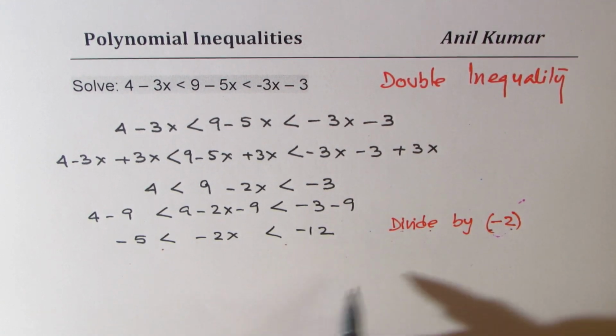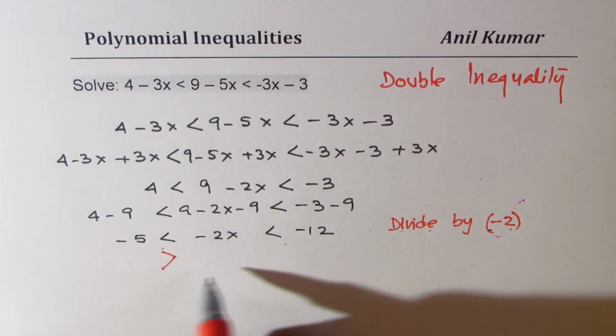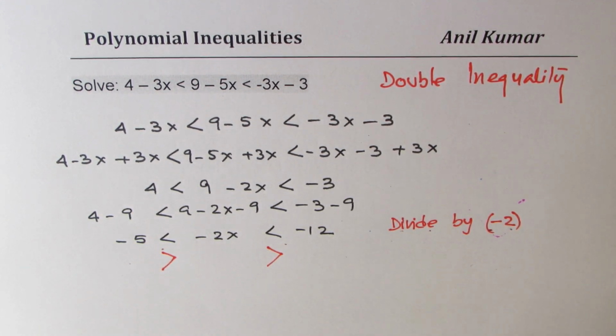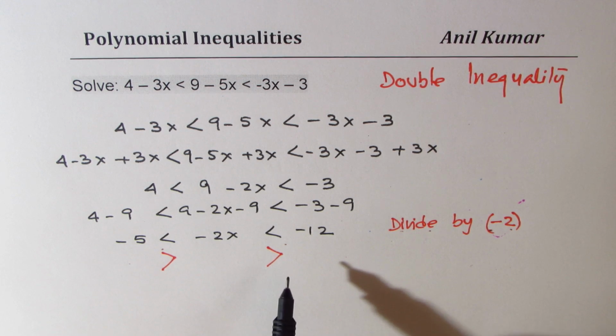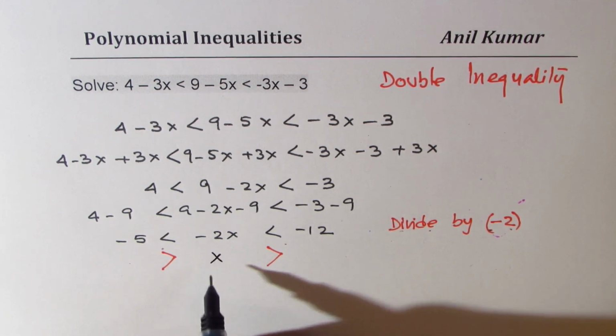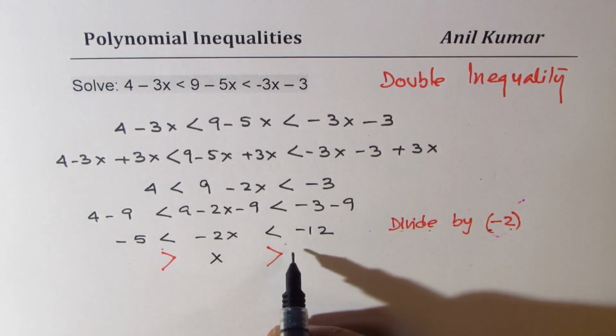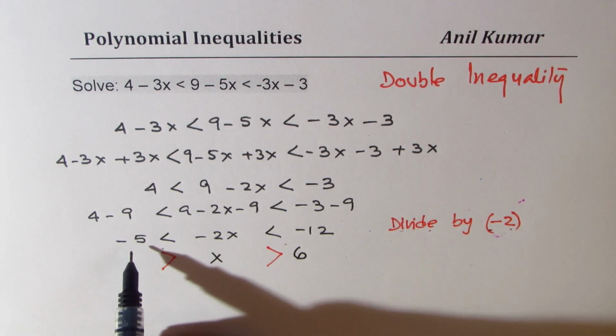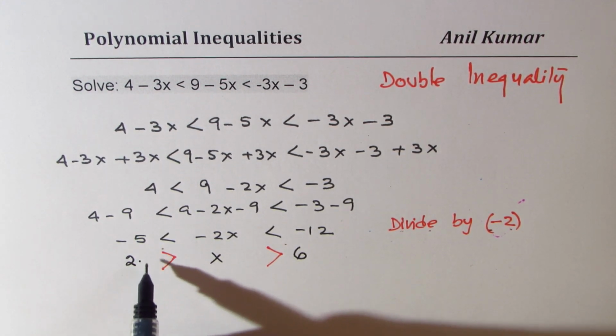So when you divide by minus 2, the signs change. So these signs will change since we are going to divide by minus 2. You get an idea, right? So that's a very critical step. Here, of course, we'll get x. Dividing by minus 2 gives us plus 6. Dividing by minus 2, it becomes positive 2.5.